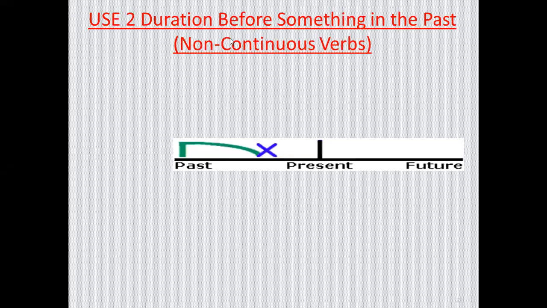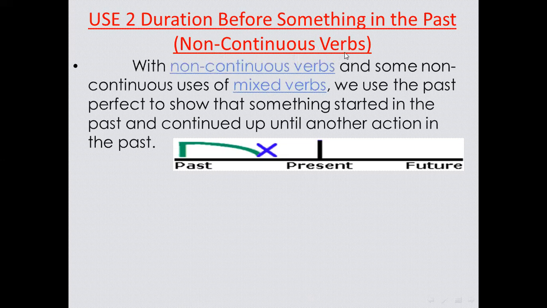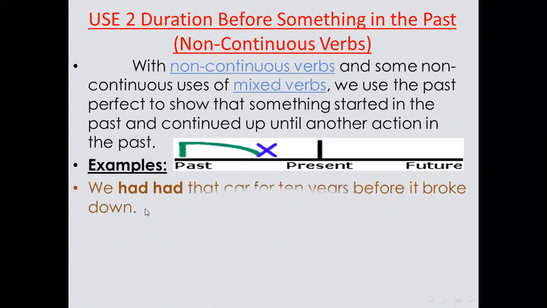Use two: duration before something in the past. Non-continuous verbs. With non-continuous verbs and some non-continuous uses of mixed verbs, we use past perfect to show that something started in the past and continued up until another action in the past. Example: we had had that car for 10 years before it broke down.